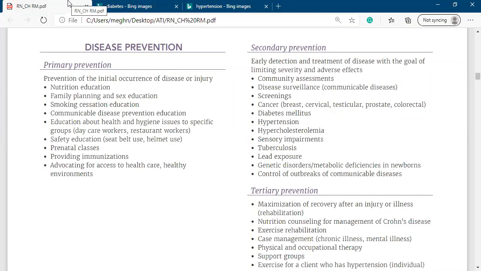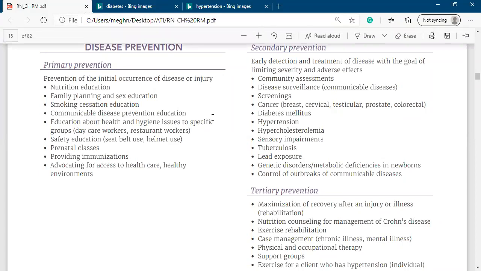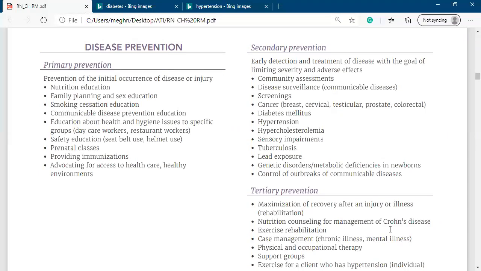What are the examples of tertiary prevention? Nutritional counseling for management of Crohn's disease, exercise, rehabilitation, and case management for any kind of chronic disease, mental illness, physical therapy, occupational therapy, and supportive group therapy are all examples of tertiary prevention.